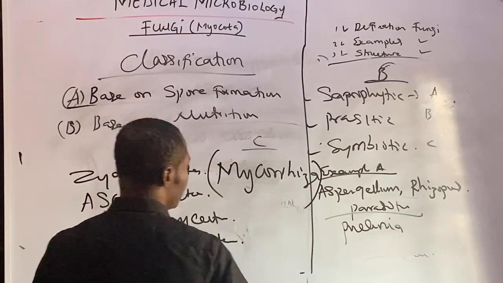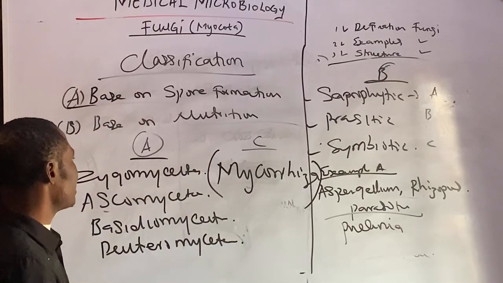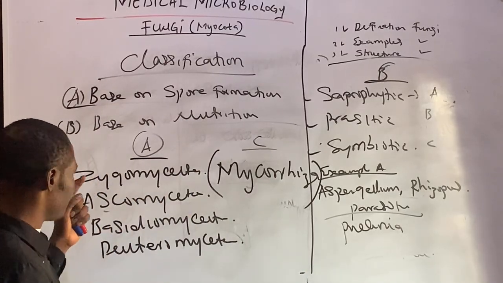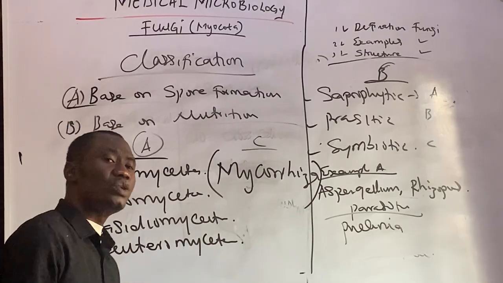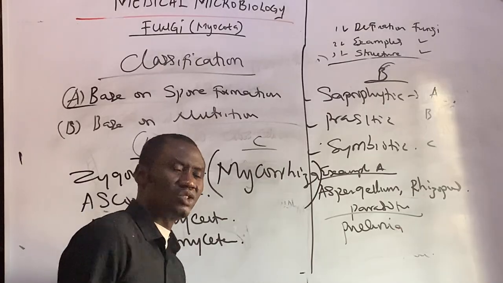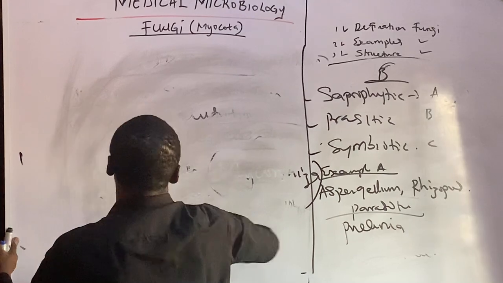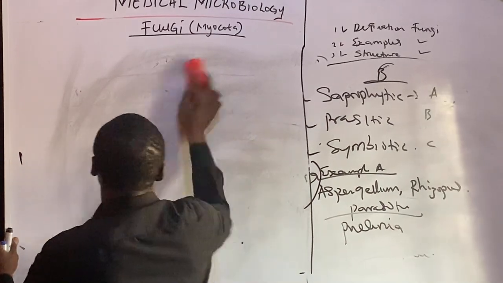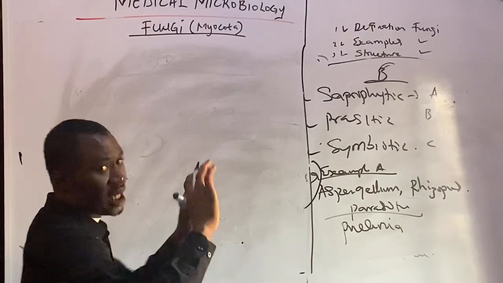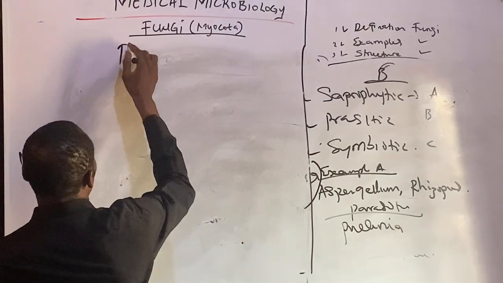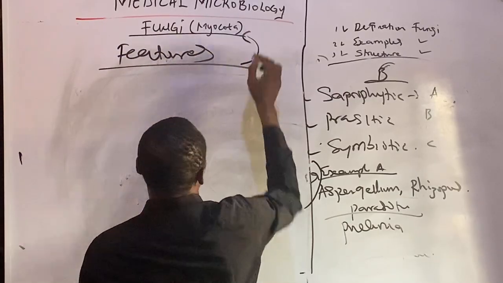Now we're looking at the characteristics of fungi. So this is the classification. We're going to leave the zygomycetes, the ascomycetes, the basidiomycetes, and the deuteromycetes for you to go and find the features and characteristics of those. Now, let's go to the next one. The general features of fungi.